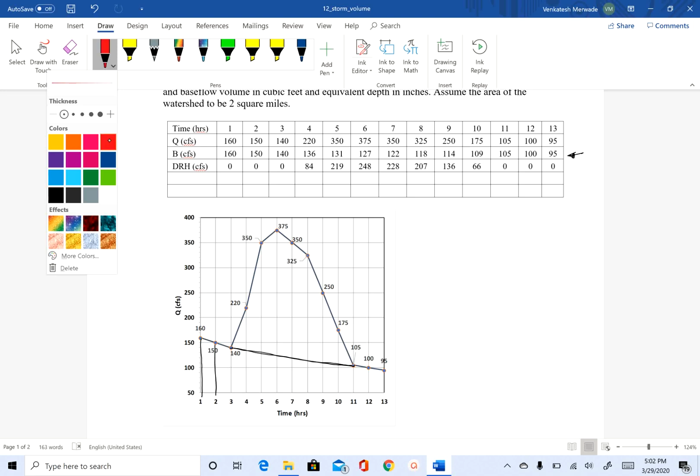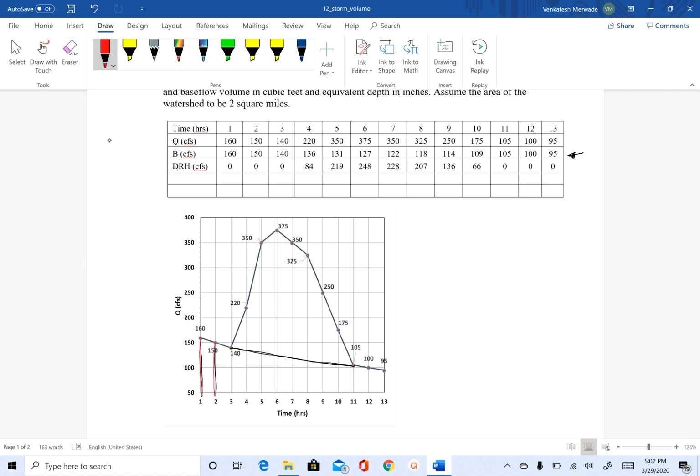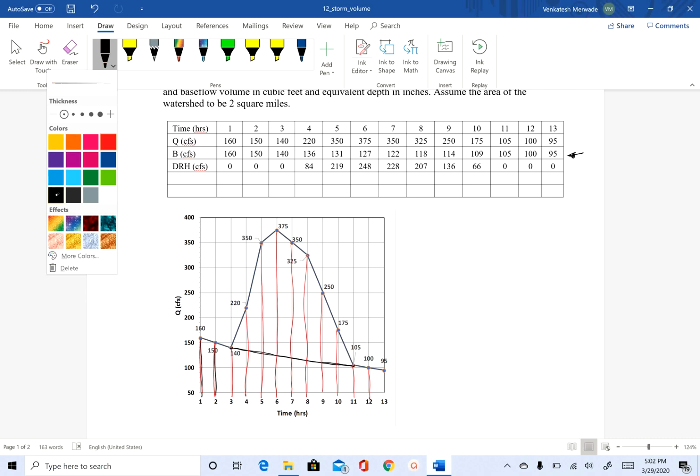I'll just use a different color here. All I'm doing here is dividing the stream flow hydrograph into these trapezoids, and then I will just calculate the area for each trapezoid. So what I will do is do this for the first two trapezoids, and then you can do the rest. Let me start with the first one.